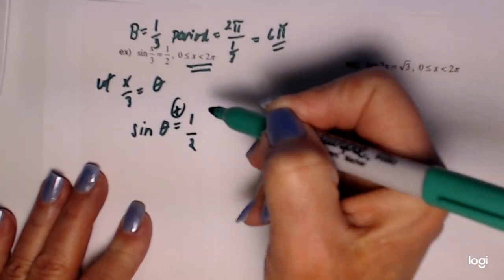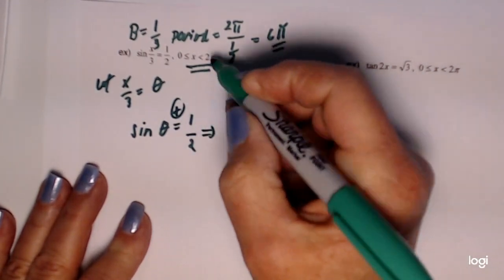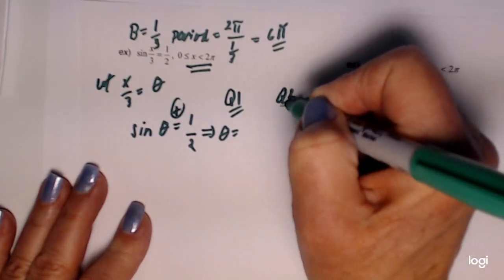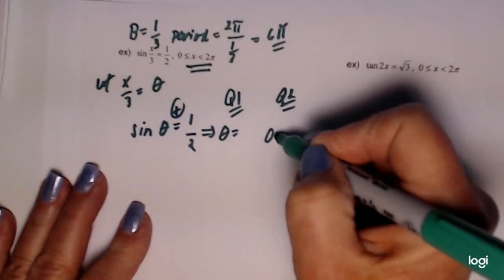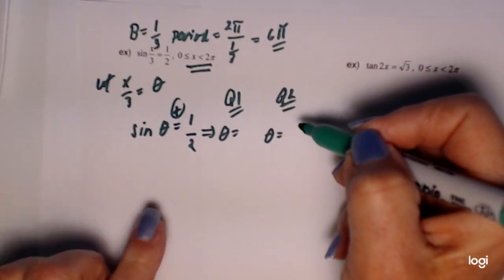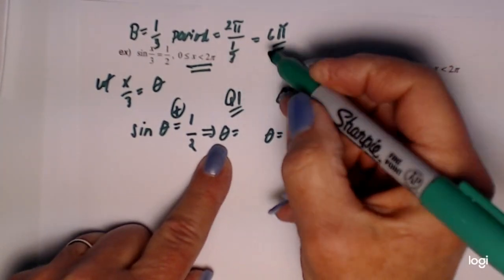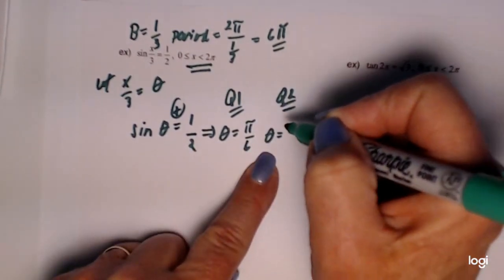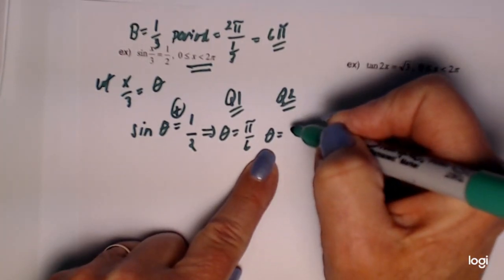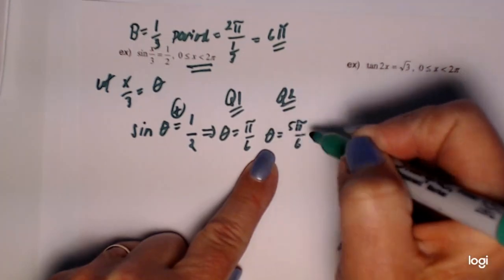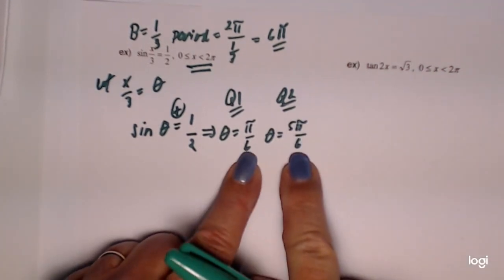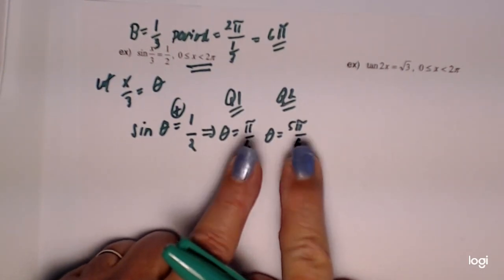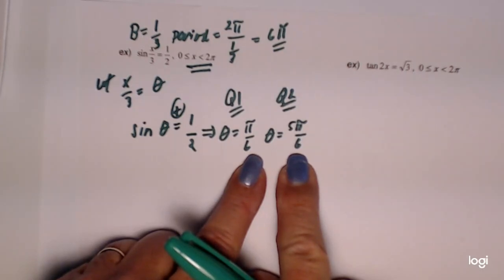And this is positive. So we know that we're going to have a theta from Q1, and we're going to have a theta from Q2, because sine is positive in Q1 and Q2. In Q1, the angle that has a sine of 1/2 is pi over 6. And then in Q2, the angle that has a sine of 1/2 is 5 pi over 6. So here are the two angles that we would use if we were in the world of 0 to 2 pi and if we didn't change our period, which we did.